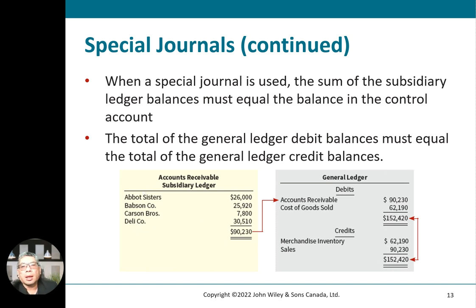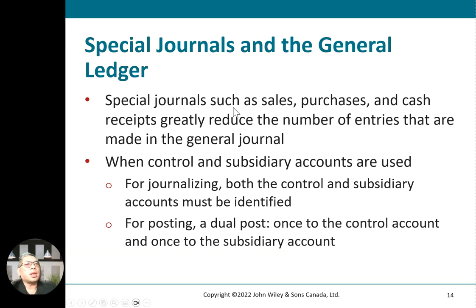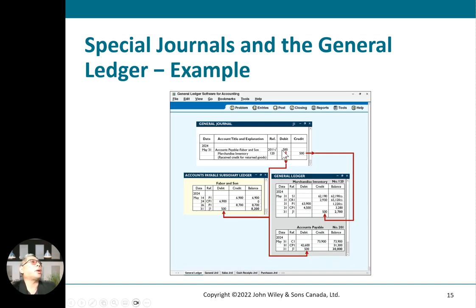Special journals such as sales, purchases, and cash receipts greatly reduce the number of entries made in the general journal. When journalizing, both the control and subsidiary accounts must be identified. For posting, it is a dual post: once to the control account and once to the subsidiary account. So this is a typical example of a journal and ledger.